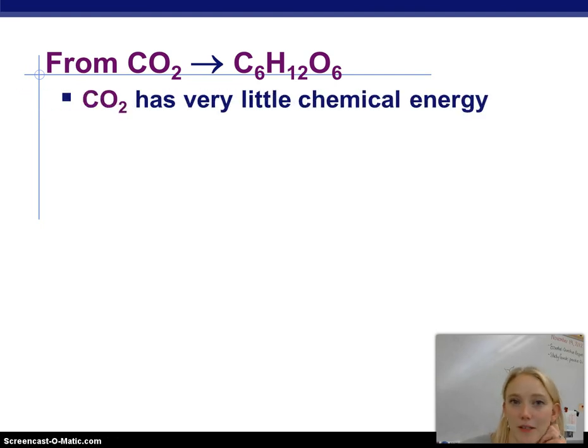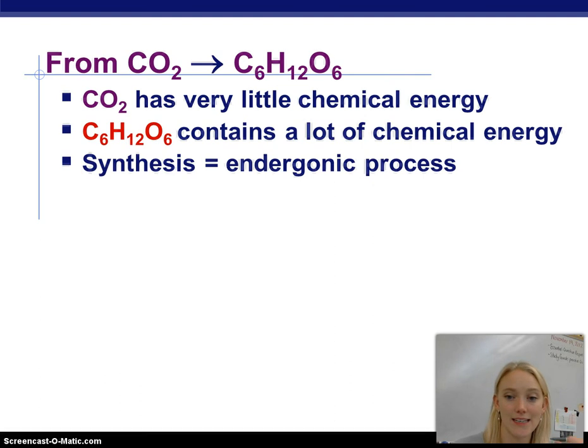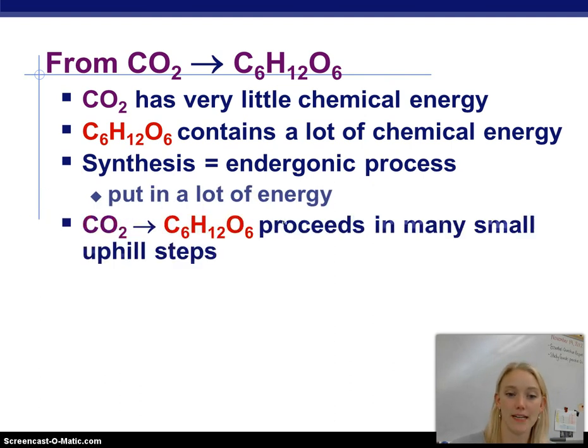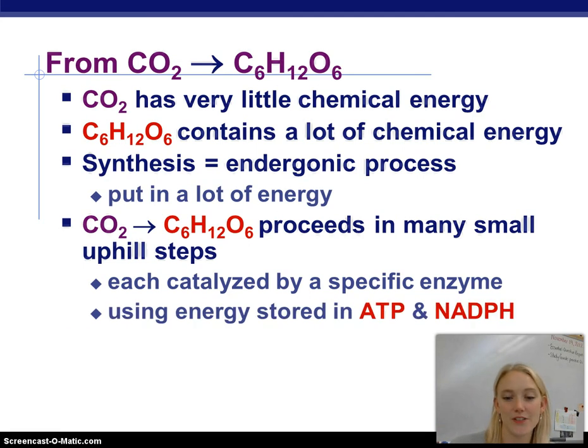Okay. So from carbon dioxide to glucose, carbon dioxide has very little chemical energy. You can't do much with it. But glucose contains a lot. So we want to make glucose so that we can use it for when we need it. It's an endergonic process. So plants are going to need to put in a lot of energy to make it happen. And it proceeds in very small uphill steps that are each catalyzed by a specific enzyme. And then they also use energy stored in ATP and NADPH to do this.